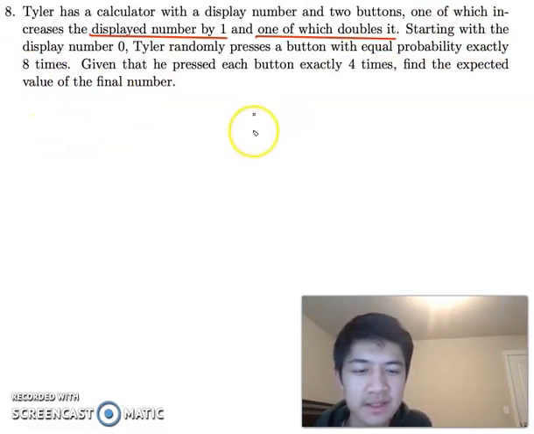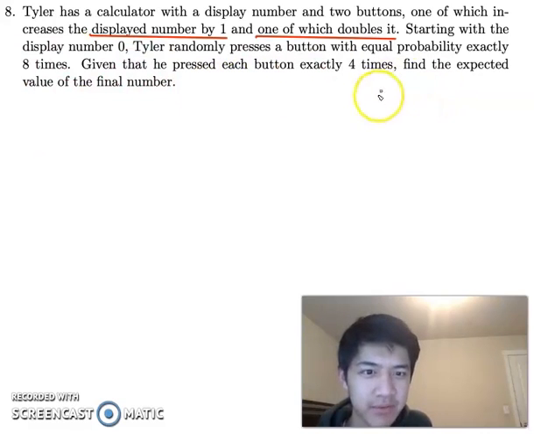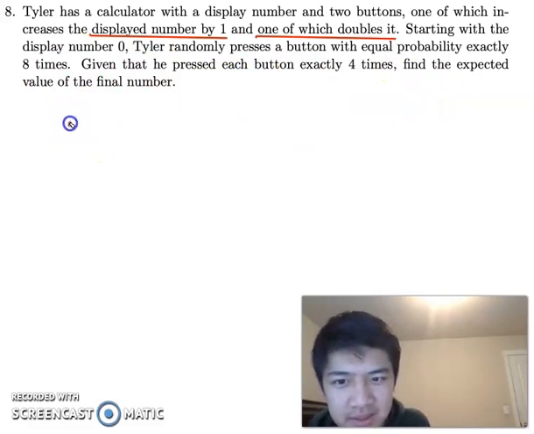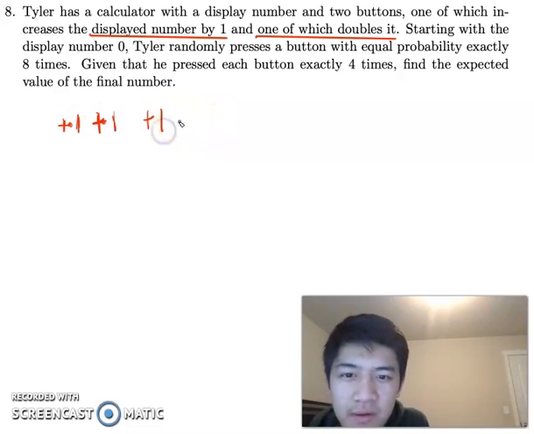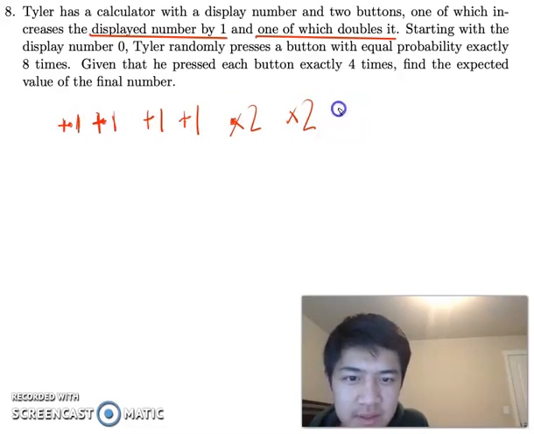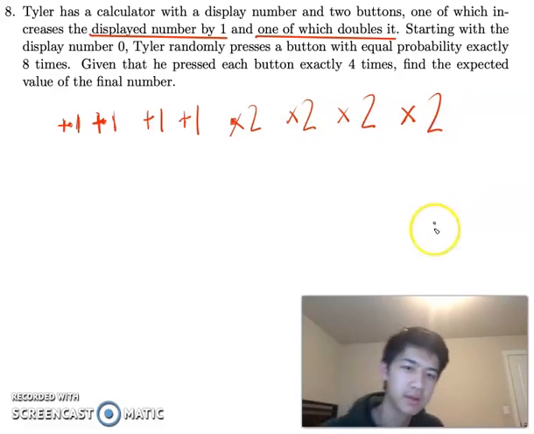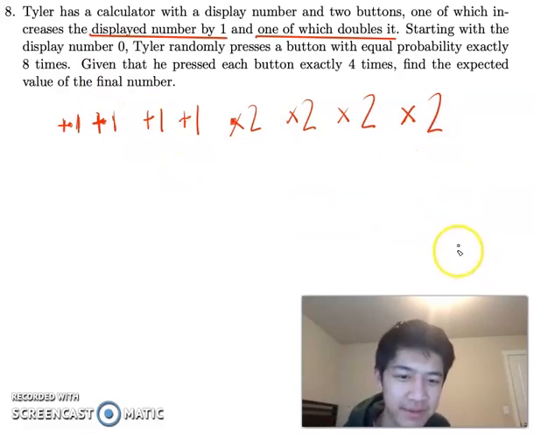So we just press 8 of these buttons, and given that he pressed each button 4 times, that means he pressed the plus 1 button 4 times, and then he pressed the times 2 button 4 times. Well, they're asking for the expected value of the final number.